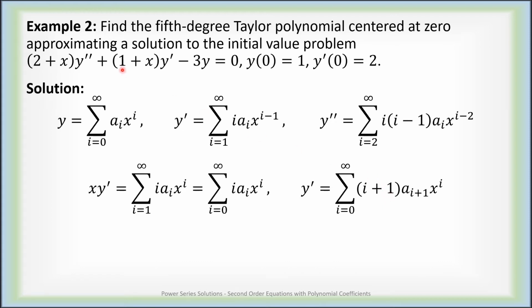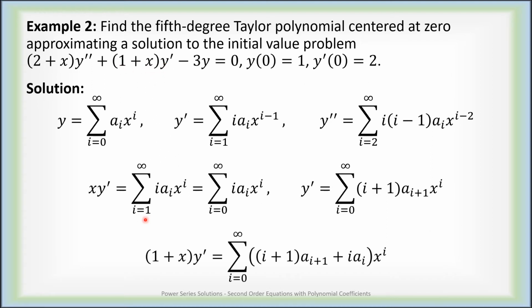We need both because in our differential equation, we need a 1 plus x times y prime. So we need a y prime plus an xy prime. And here we have it. 1y prime is given here, I plus 1 times a sub I plus 1 times x to the I. xy prime has I a sub I, x to the I. Add them together and factor out that x to the I, and here we have a power series for 1 plus x times y prime.